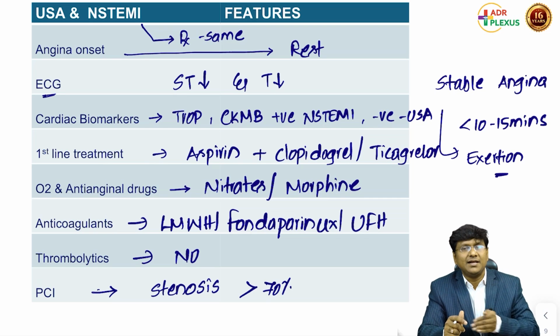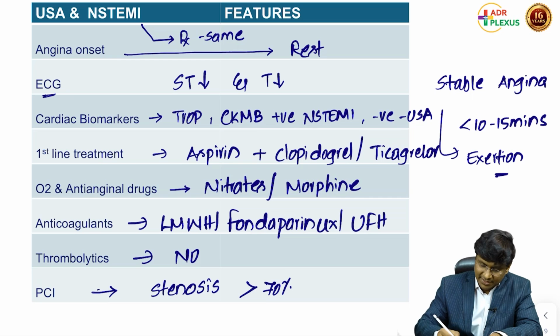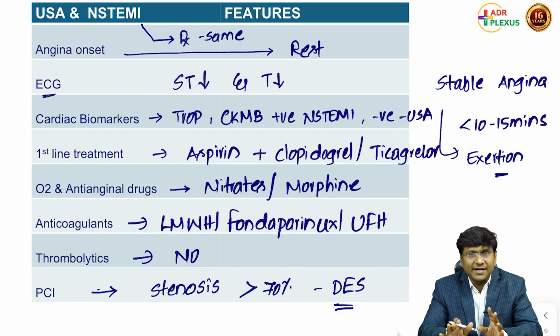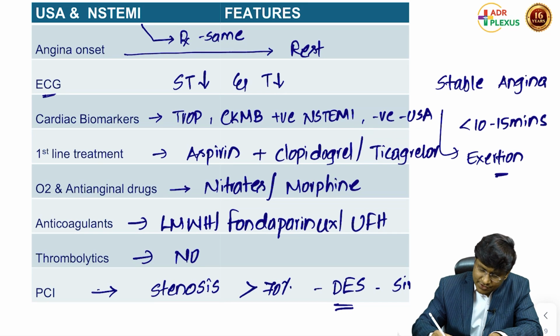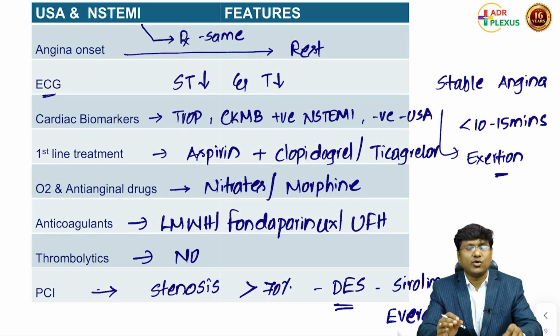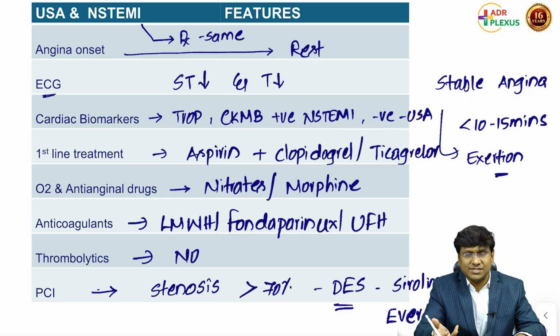I'll be discussing in detail about the PCI subsequently, because in PCI we use stents, and the stents that we use in these individuals will be drug-eluting stents. Drug-eluting stents are those which include sirolimus or everolimus. So sirolimus or everolimus coated stents is what we use. They prevent restenosis or reatherosclerosis. That is the advantage of drug-eluting stents.